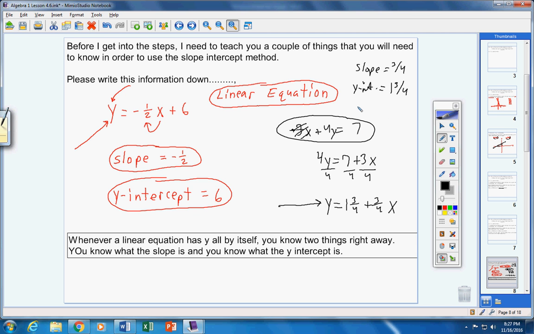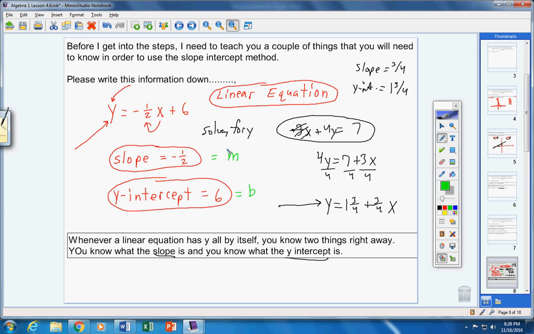Anytime a linear equation is solved for y, or in other words, has y all by itself, you know two things right away. You know what the slope is, and you know what the y-intercept is. Always. Got it? There's one more thing you need to know, and we're going to move on. Please write this down. Slope is always denoted by the letter m. y-intercept is always denoted by the letter b. Write that down and don't forget that.